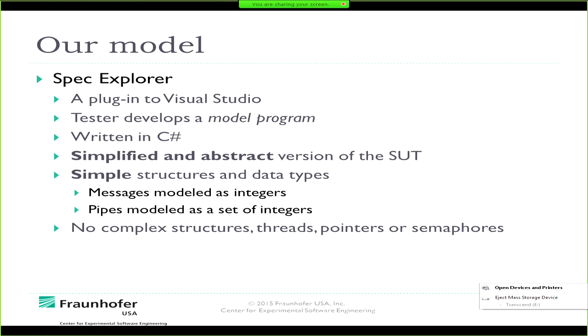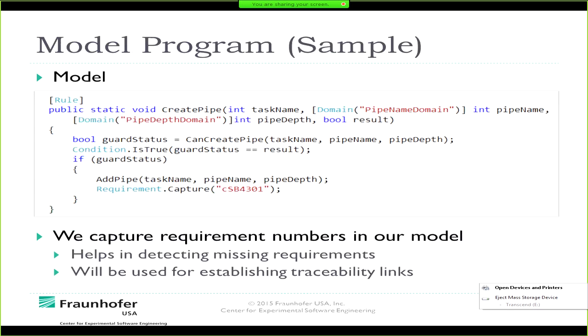Pipes can be modeled as a set of integers. So instead of having an RPC communication from one task to another task, I can just have a list as a pipe, and I can check whether a message comes to the list or not. So we can just make an abstract representation of a complex program. That's the idea of the model program.